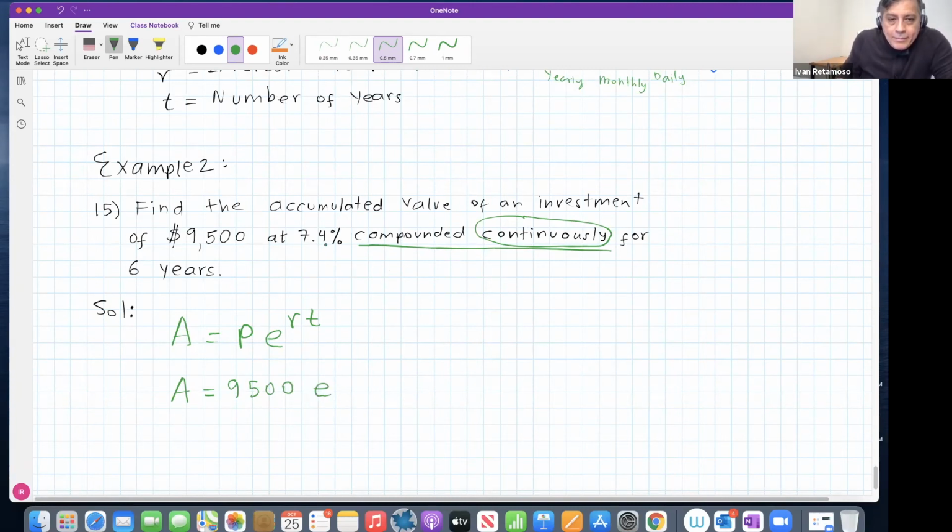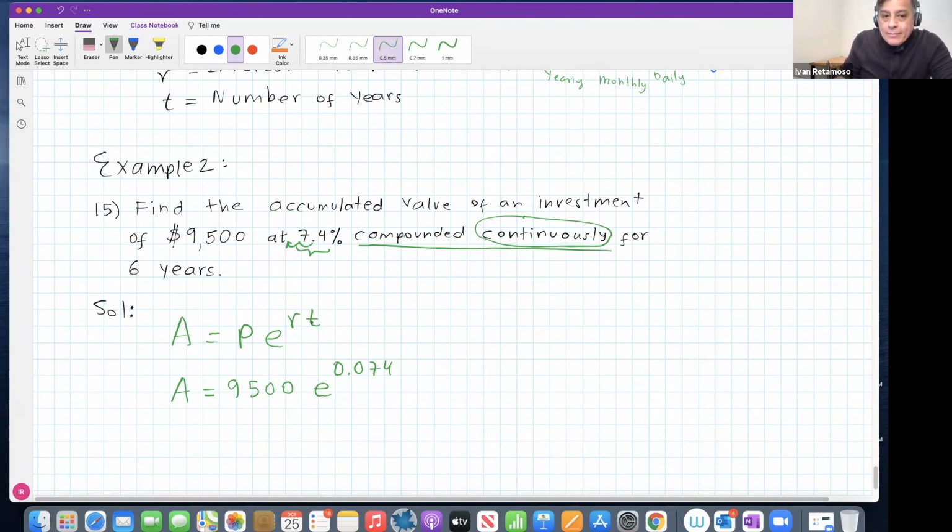R is 7.4%, right? But could anyone tell me what I should write in the formula? What is this in decimal version? Hint. What are we going to write in the formula? We cannot write 7.4, right? We have to write this divided by 100. Aha. Yeah, Gabriela, excellent. 0.074, right? Be careful, guys, there.